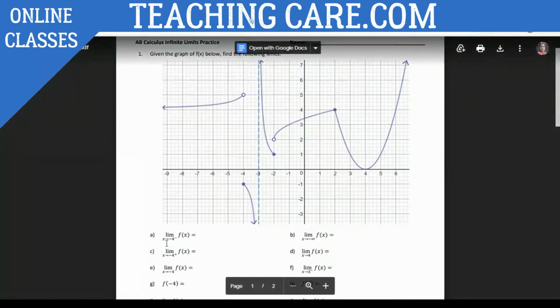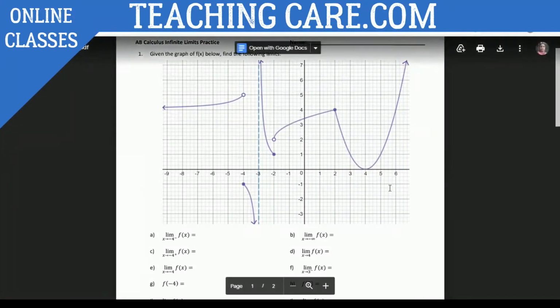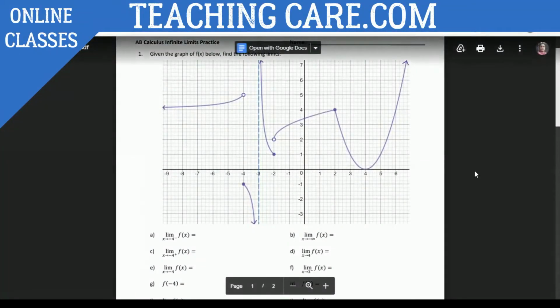Limit x approaches -4 minus. So they are talking about the left hand limit f of x. What would it be? So from the left-hand side at -4, it's going to be 5. Yes. Very good. Next one.